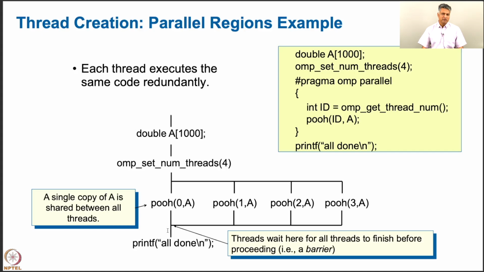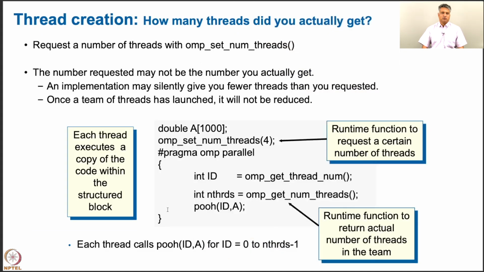We also need to be aware that the copy of A is now accessible to all these functions and all these threads. Now, we set the number of threads using this function called omp_set_num_threads. But sometimes on certain operating systems, you might not get the actual number that you request. You might get fewer than that. These are due to constraints in the operating system.